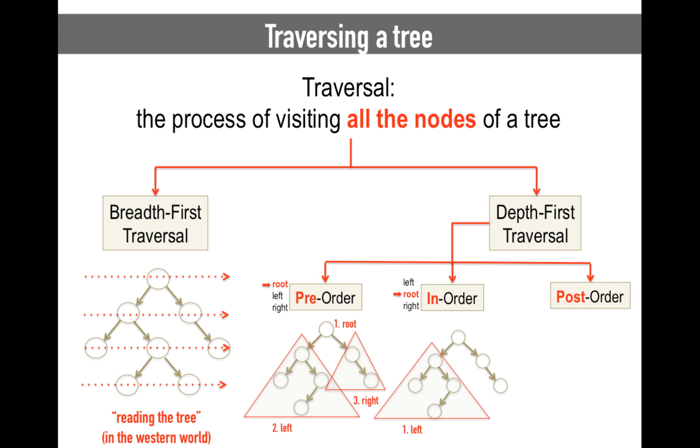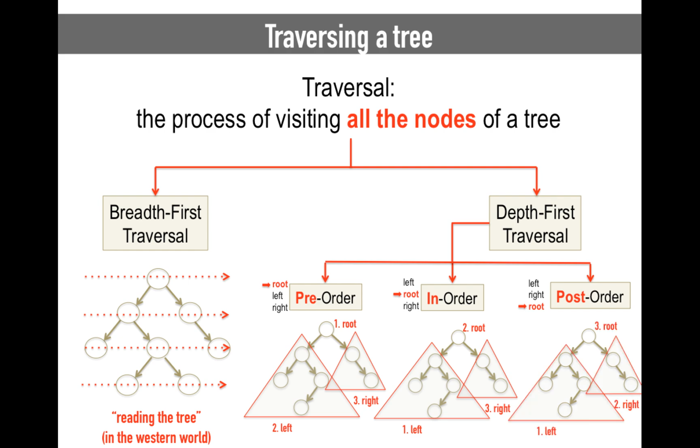So you first visit the left subtree, then you go for the root, and then you visit the right subtree. And as you might guess by now, post-order means that the root is visited at the end. So you first go for the left subtree, then the right, and then the root.